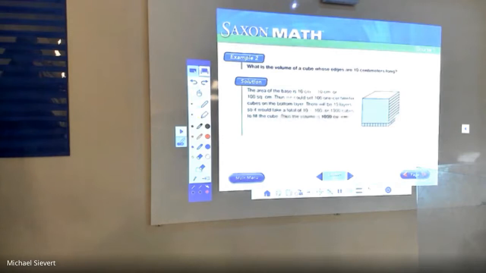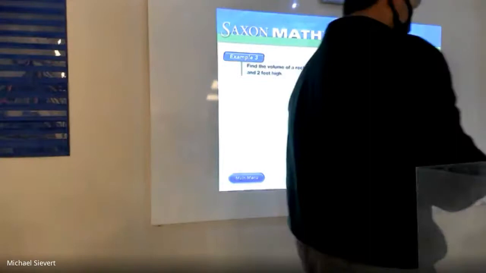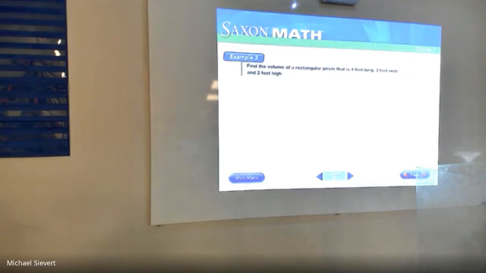Example three. Who can read that for the class? Go ahead, Antoine. Find the volume of a rectangular prism that is 4 feet long, 3 feet wide, and 2 feet high. All right. You're getting a couple of these on your assignment where they don't give you the shape. Reese, what's your question?